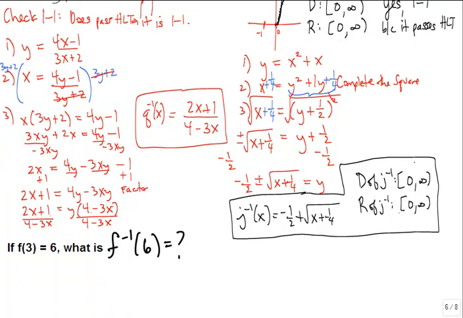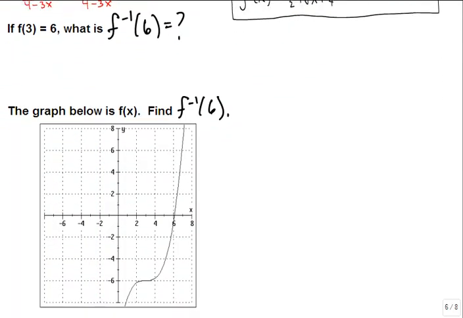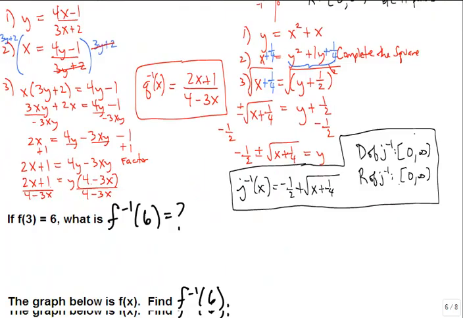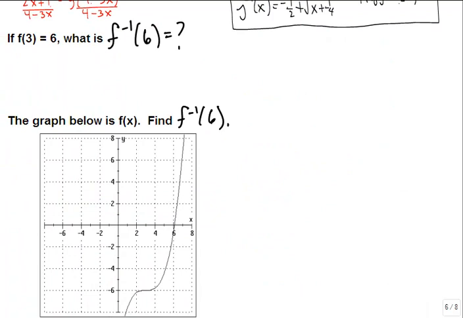All right, let's take a peek at a couple of other examples here that are a little bit different. So this next example is very basic. All it tells us is that f of 3 is equal to 6. Based on that, what does f inverse of 6 have to be? And hopefully this is going to be fairly simple for you once you understand how inverses work, and you also might need to understand function notation a little bit.